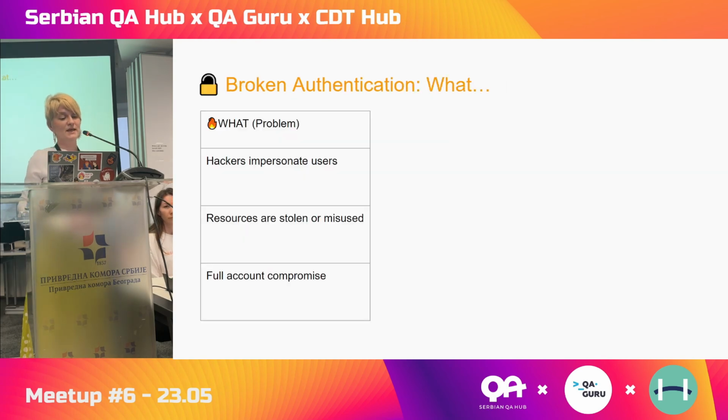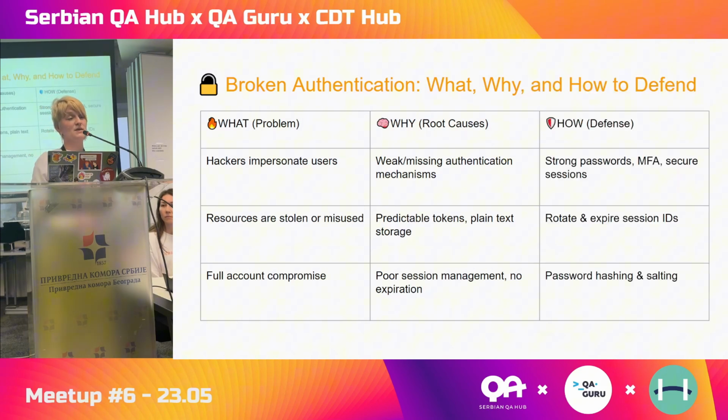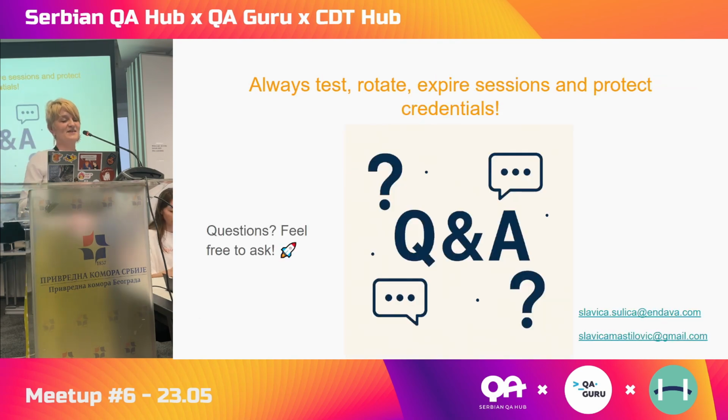To sum it up, today the problem was hackers can impersonate users, resources can be stolen or misused, a full account can be compromised. The root cause was a missing or weak authentication mechanism, predictable tokens, plain text storage, poor session management, and no expiration. How can we defend? With strong passwords, MFA, secure sessions, rotating and expiring session IDs, and passwords should be stored hashed and salted. Always rotate, expire sessions, and protect credentials.